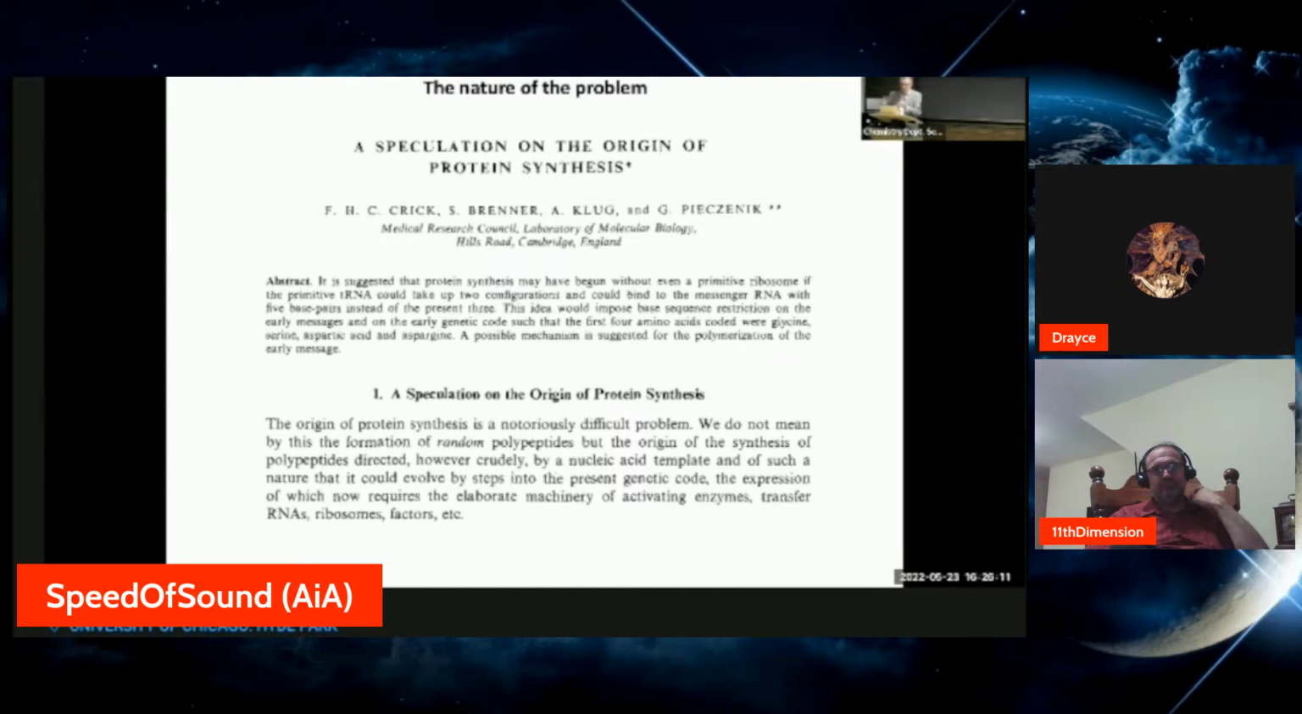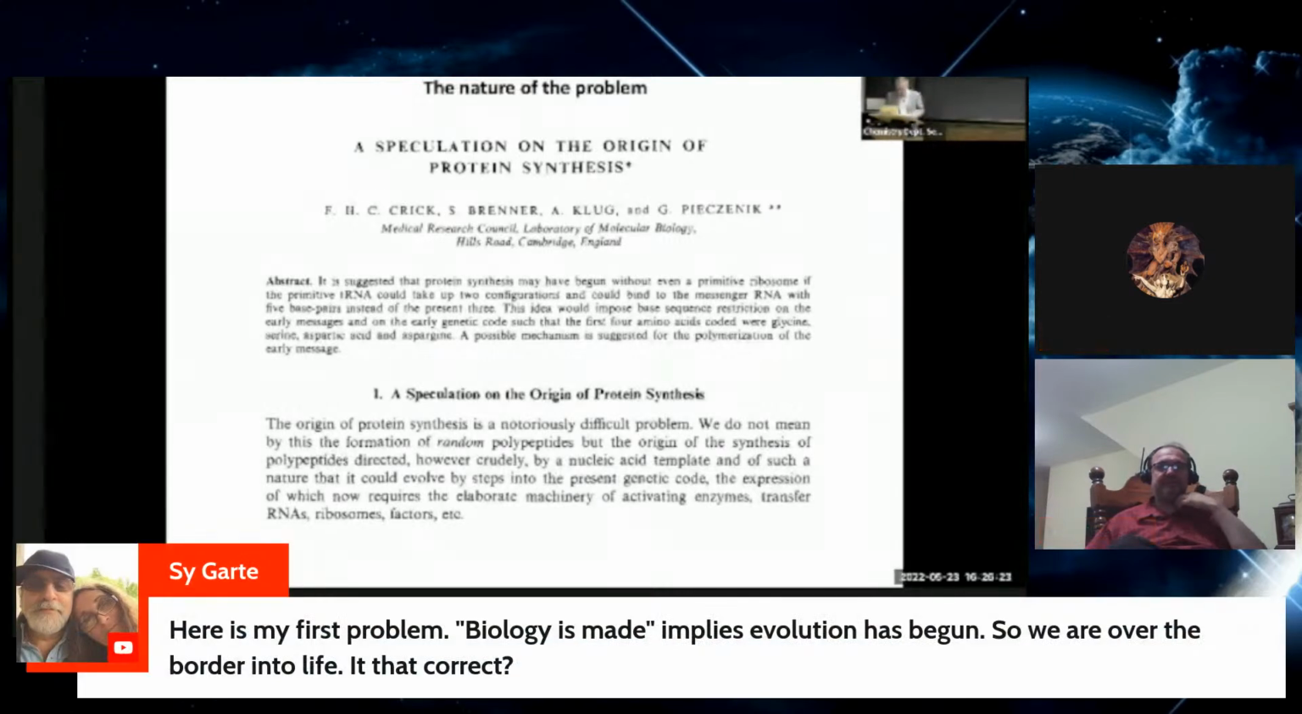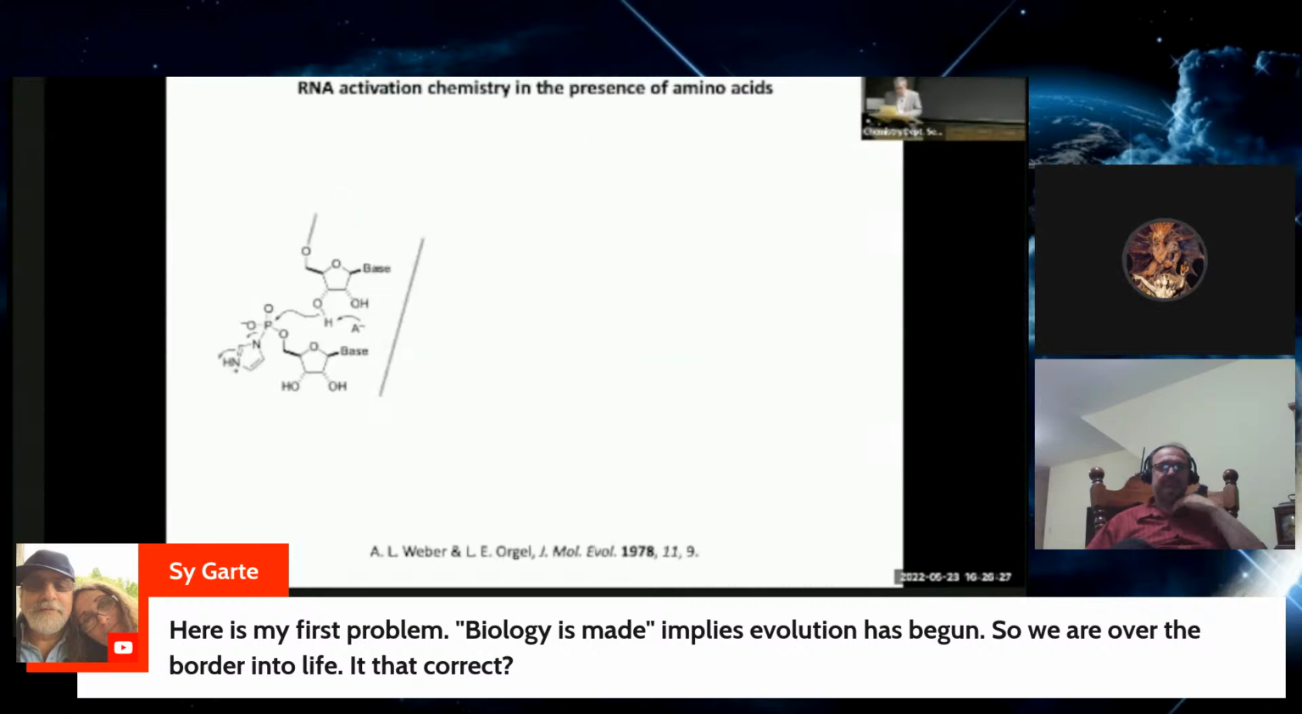We can't just invent some macromolecular system which makes peptides. If it's not capable of transitioning to what we now see, it's irrelevant to the origin of life. It's interesting chemistry, but it's not relevant to the origin of life, I would argue. So now down to the meat of the chemistry.